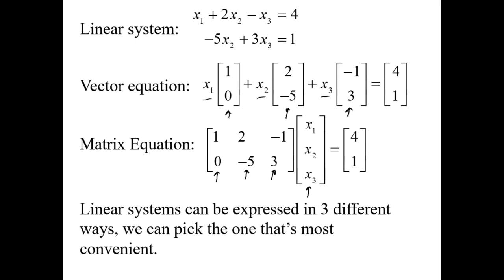But keep in mind, all three of them will be represented by the same augmented matrix. All three of them, to solve any of them, we would still use the same augmented matrix. So that would be 1, 2, -1, 0, -5, 3, and then the right side would be 4, 1. So all three of these equations we would solve using the same augmented matrix. Please notice, by the way, in this matrix equation, this matrix is nothing more than that coefficient matrix that we discussed last class. So that's just worth noting.